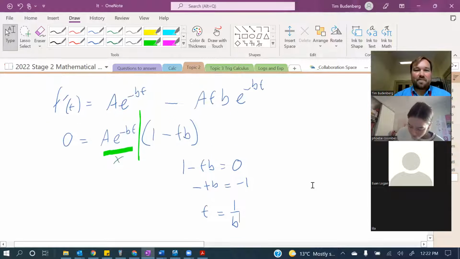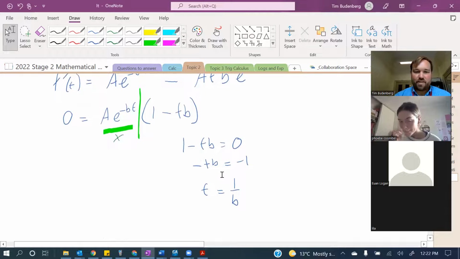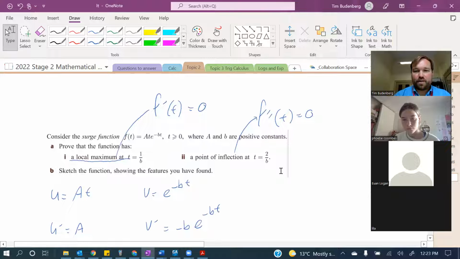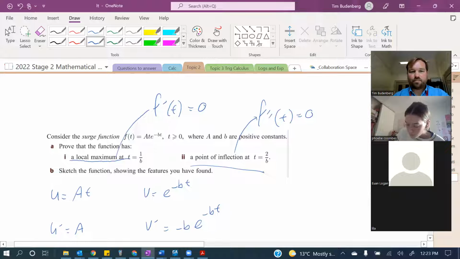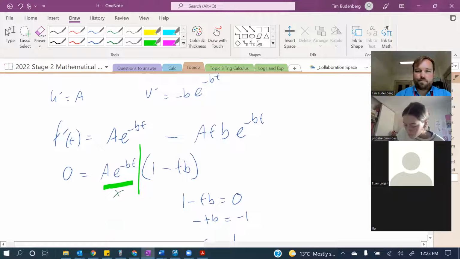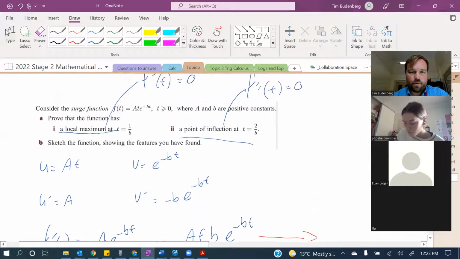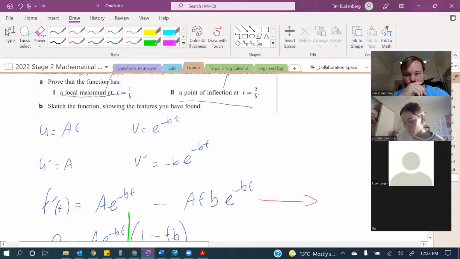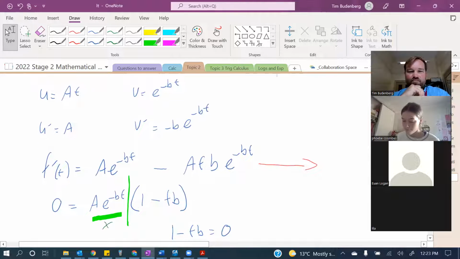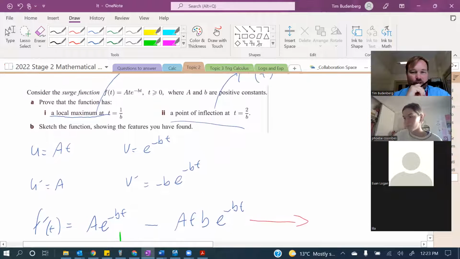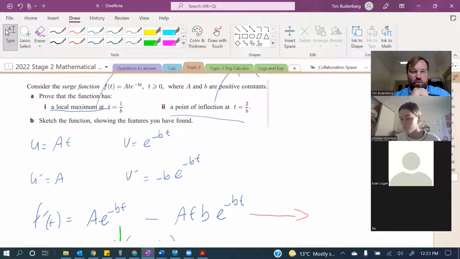Fair. All right, so we found the T in terms of B for the maximum. Point of inflection. The second derivative is equal to 0. There's sort of a long way and a short way to do this. Should we have a shot at the short way?